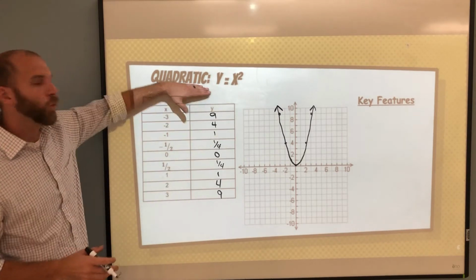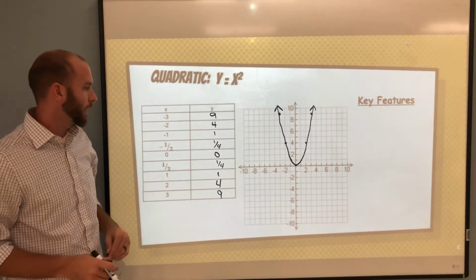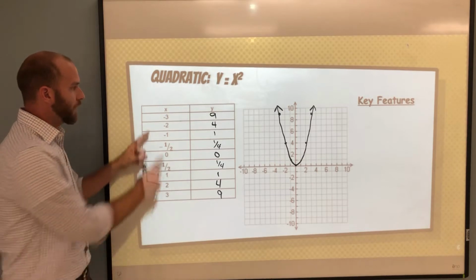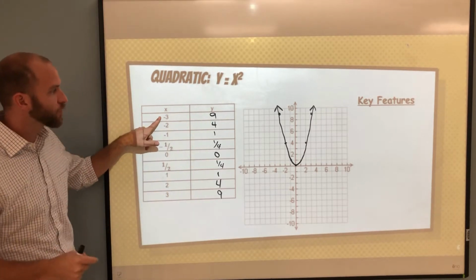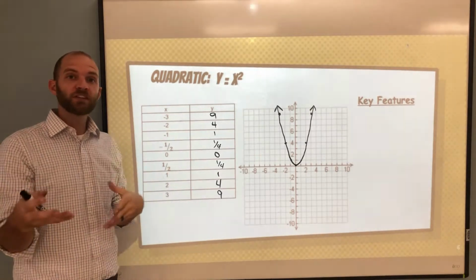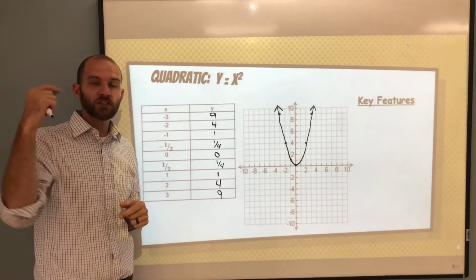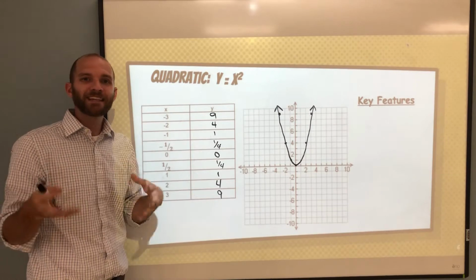The next function is the quadratic function, y equals x squared. We see on the table every x value gets squared to get our y value. Negative 3 squared is positive 9. If you put this in your calculator, you might be tempted to punch in negative 3 squared, but that's going to give you negative 9.